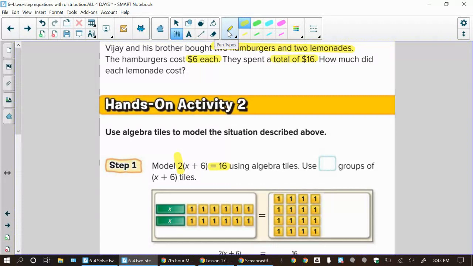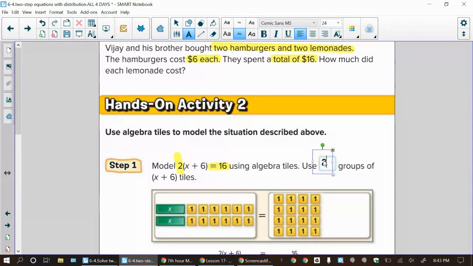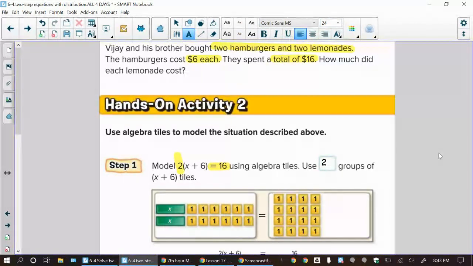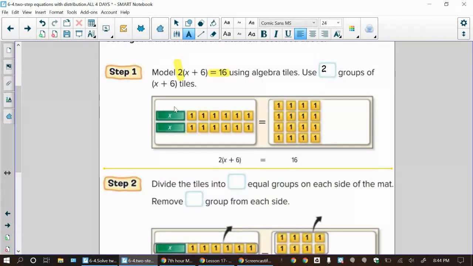Using the algebra tiles, we are going to split it into 2 groups. Okay. So if you see, they have it modeled. We have 2 groups of X and 6 ones. Just like if we were to put our pluses, our positives, or negatives here. Okay, then on the other side is their 16. So that's what it represents.